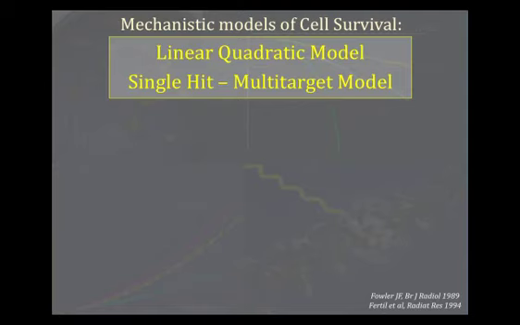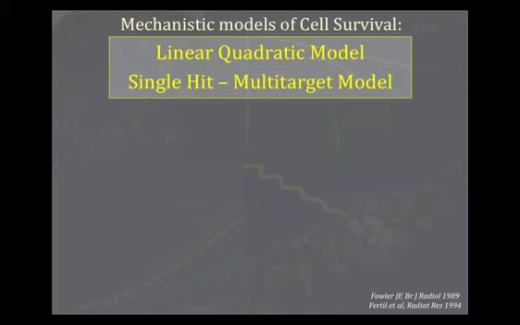So they went on to study what was going on, and the mechanistic models of cell survival came up. There are many different models in the literature. The most popular one is the linear quadratic model. And I'm going to discuss just one more with you, the single hit multi-target model. They are very similar models except for one difference.